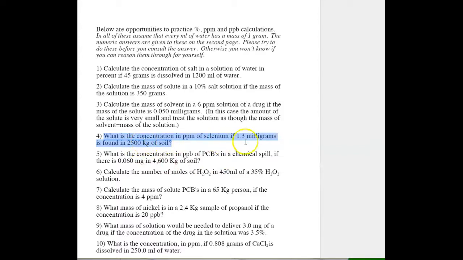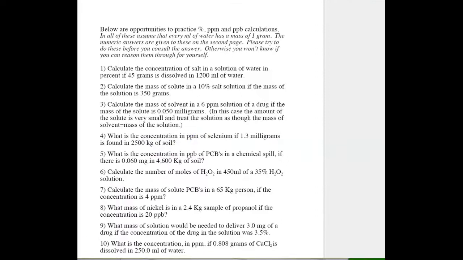We don't need to know that it's selenium. We don't need to do any conversions to moles. It already gives us grams. If it gave us moles, we'd need to know the substance. But for this one, we deal with grams. As long as you have grams on the top, grams on the bottom, multiplied by 1,000,000, it should be easy. Let's check it out.